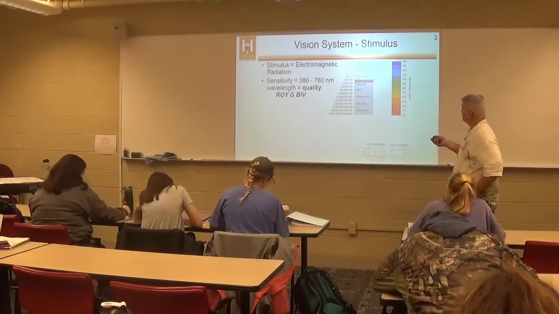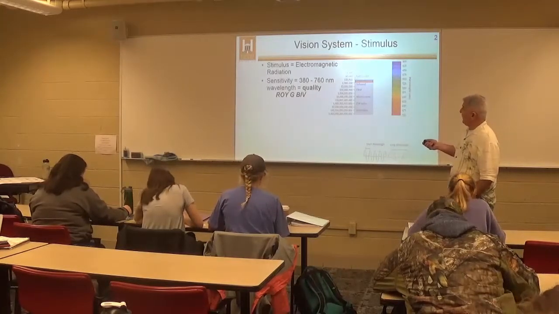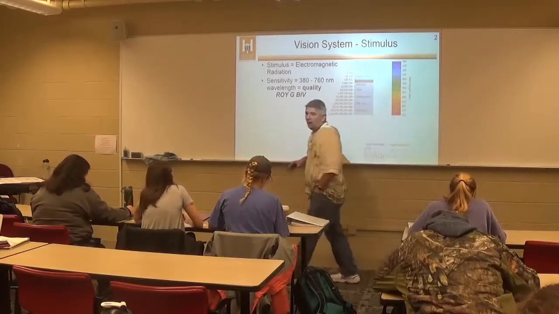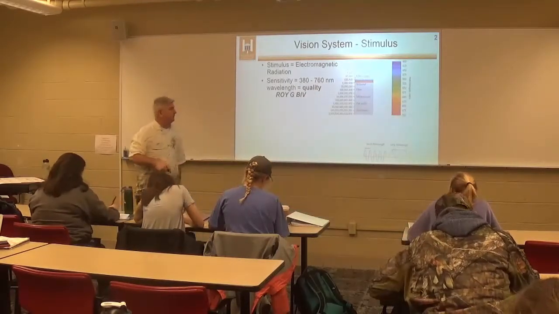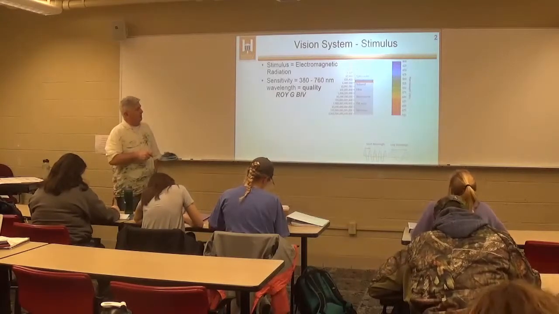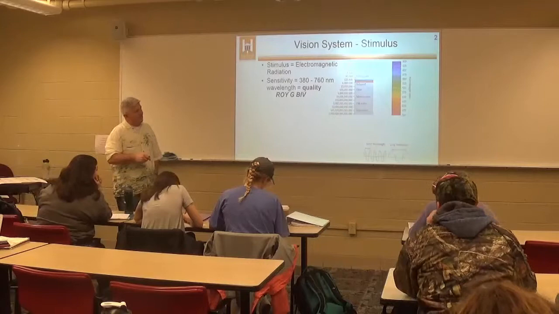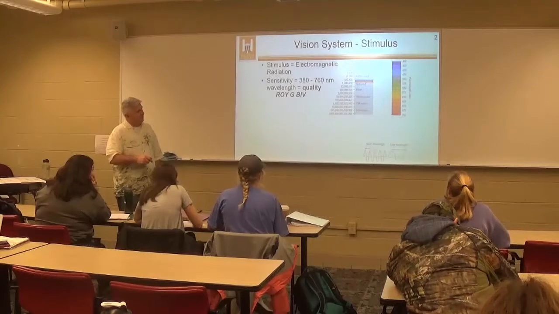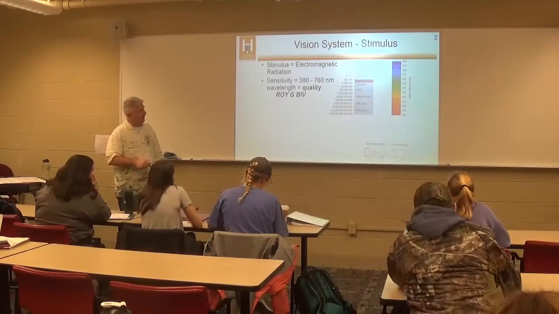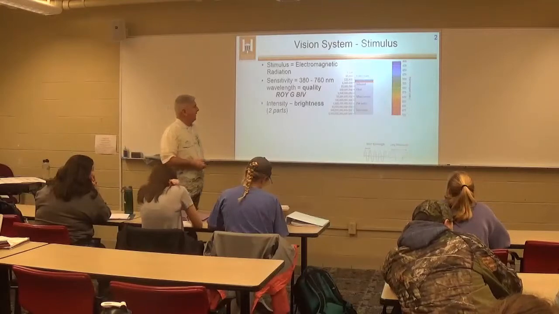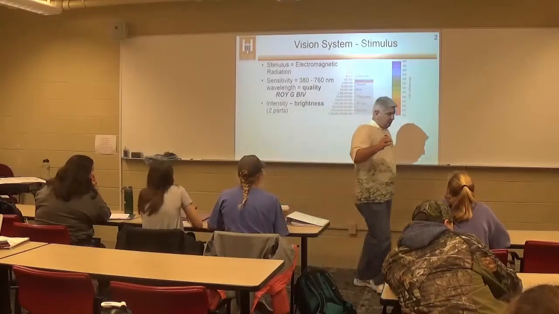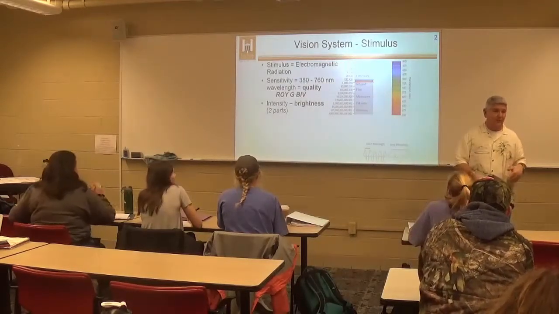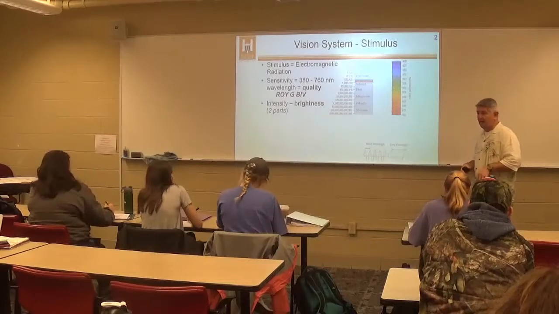And that 380 to 760 wavelengths corresponds to the quality of the stimulus. So the shortest wavelengths, 380, are blue, and then we go through your little ROY G BIV thing, right? So blue, green, yellow, orange, red. Right? All right. So the quality, the hue, the color is associated with the wavelength of electromagnetic radiation.